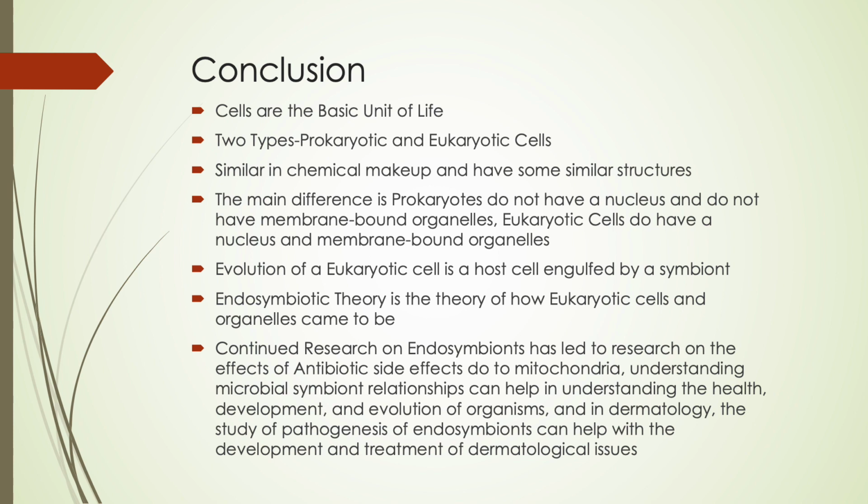So in conclusion, cells are the basic unit of life. There are two types of cells, prokaryotic and eukaryotic cells. There are similarities and differences in both, but the main similarity is that they are made up of the same chemical makeup and contain similar structures. Differences are quite a few, but the main difference between the two is that prokaryotic cells do not have a nucleus and do not have membrane-bound organelles, and eukaryotic cells do have a nucleus and do have membrane-bound organelles.